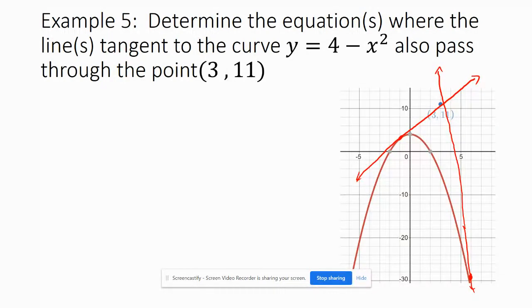Now, here's the approach we're going to take. I'm going to call this point over here (x, 4 minus x squared). Again, we don't know what this x value is, but whatever it is, the y value is going to be 4 minus x squared. Now, I want to figure out the slope of this tangent line in 2 different ways.